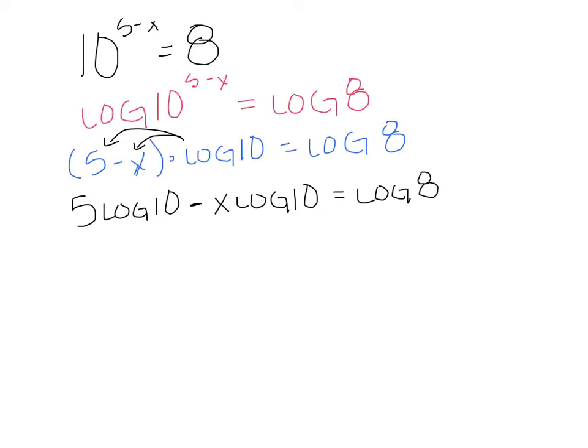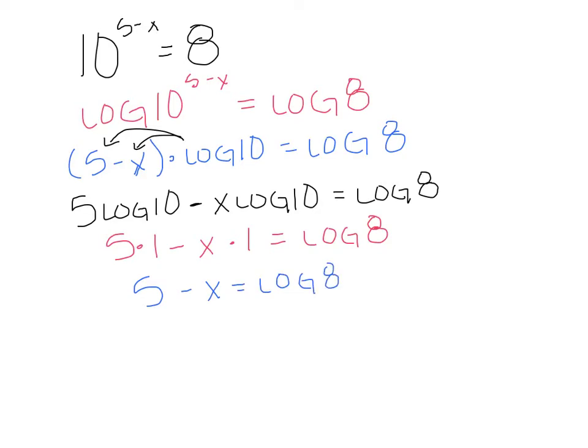5 times the log of 10 is just a number, and negative x times the log of 10 is x times a number. So we would need to subtract from both sides and divide. However, I took the common log of both sides. What is the log base 10 of 10? It's 1. So conveniently enough, this is 5 times 1 minus x times 1, which equals the log of 8. Well, all right, so that means this is 5 minus x equals the log of 8.